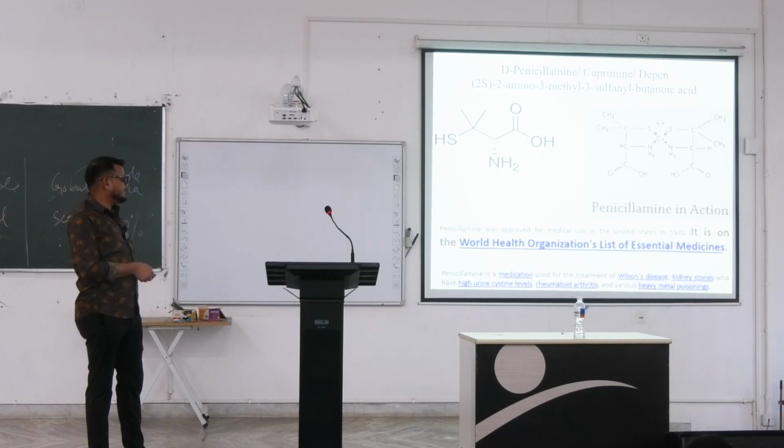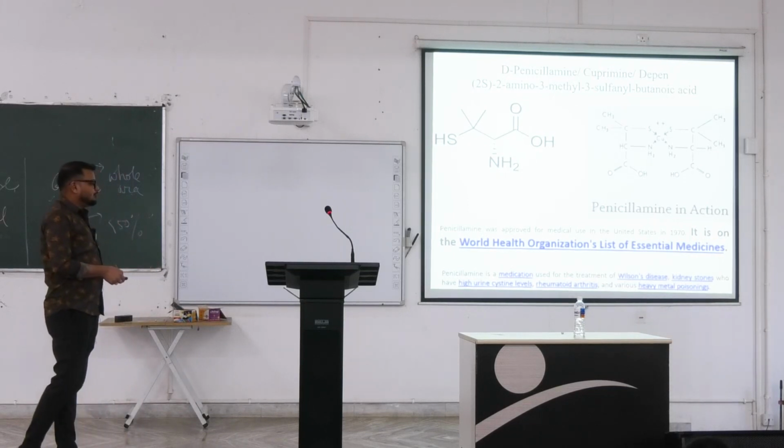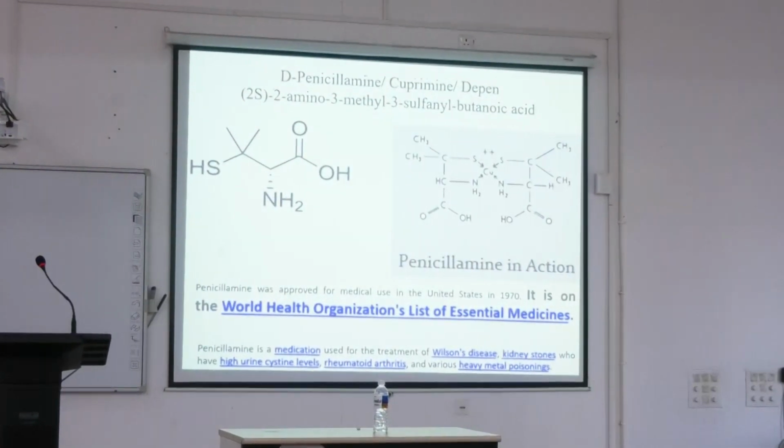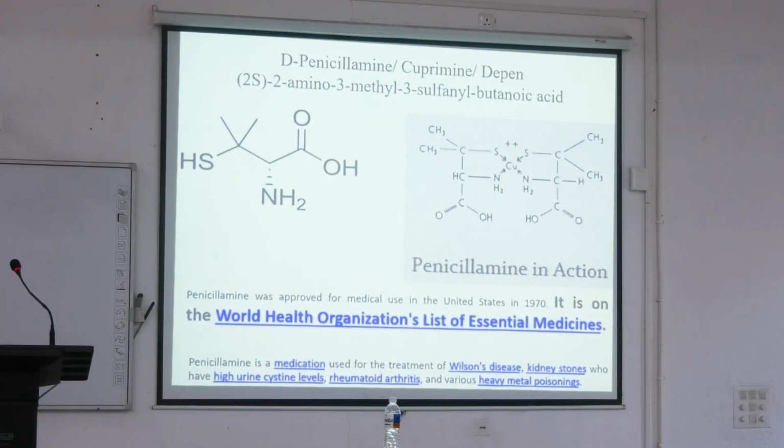Very important: penicillamine is a medication used for treatment of Wilson's disease, kidney stones with high urine crystal levels, rheumatoid arthritis, and heavy metal poisoning. In rheumatoid arthritis, generally in practice we don't give penicillamine. A lot of other substitutes are there. Again, you see the function of a chelating agent. This is penicillamine, and it has bound with the copper, and this total complex must be excreted out.